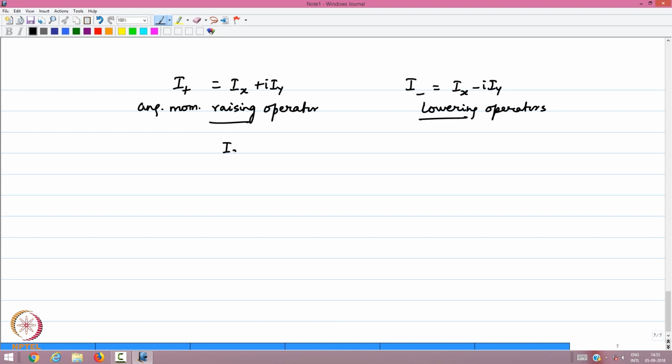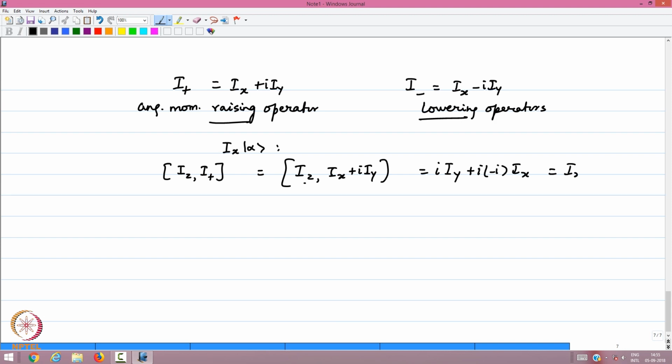To calculate the effect of I plus on alpha, let us start with the commutator Iz comma I plus, and then act on the state alpha. But first let us look at the commutator. That's easy to write down because it is Iz comma Ix plus Iy. The commutator of z with x gives you Iy, and the commutator of z with y gives you minus Ix, and therefore the answer is Ix plus Iy, which is equal to I plus.